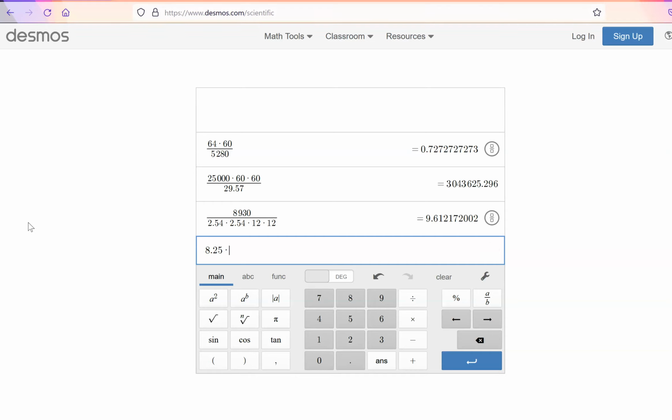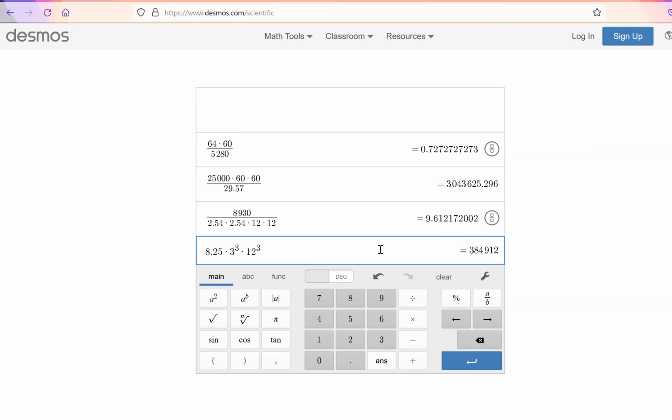8.25 times 3 cubed, which you can do 3 and then this a to the b power. So I'll give you a little exponent piece there. So 3. And then you'll be stuck in the numerator up there if you try to keep going. So to get out, you can either click with your mouse or hit the right button on your keyboard. And that'll drop you back down. And then we'll go times 12 cubed.